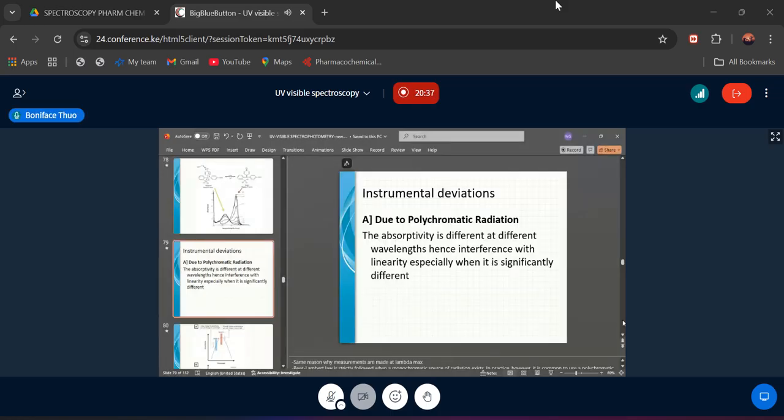Then we have the instrumental deviations, and for the instrumental we have various aspects. The first aspect is polychromatic radiation, and this is measuring the absorbance with a wide band of radiation, or many wavelengths of radiation being used to assess absorbance.